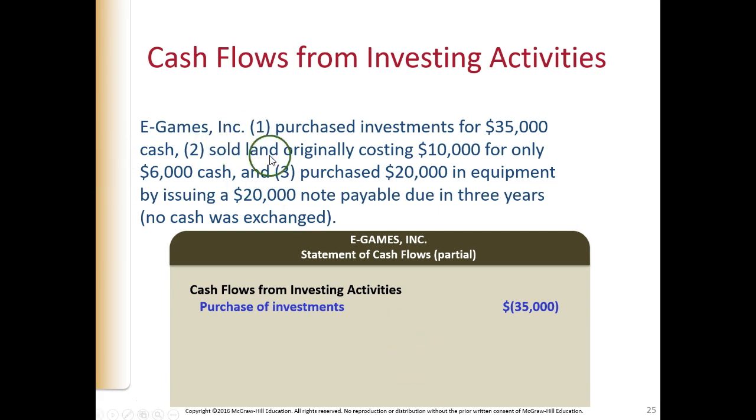Number 2 shows we sold land that cost us $10,000 in the past. We sold it for only $6,000 cash. Well, we received $6,000 cash. So cash comes in the door. Yes, we had a loss of $4,000, but here you're showing what happened to cash. So cash came in the door, $6,000.